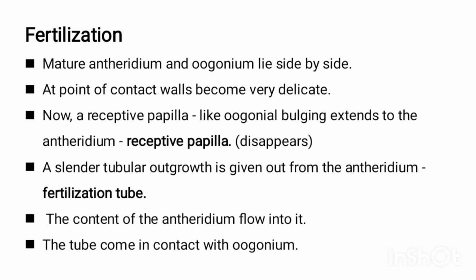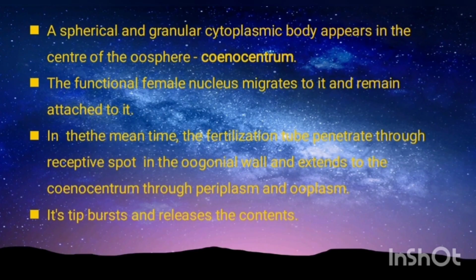So during fertilization, what happens? The oogonium and the antheridium come to lie side by side. The point of contact becomes very delicate, the oogonium puts out the receptive papilla and the antheridium puts out the fertilization tube, and then there is transfer of nuclei through the fertilization tube.